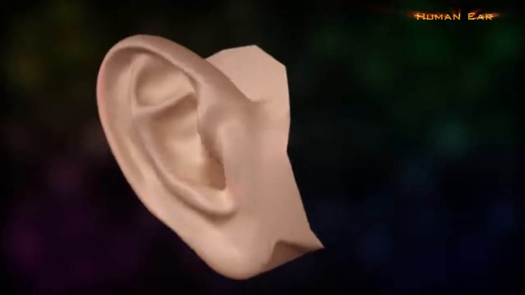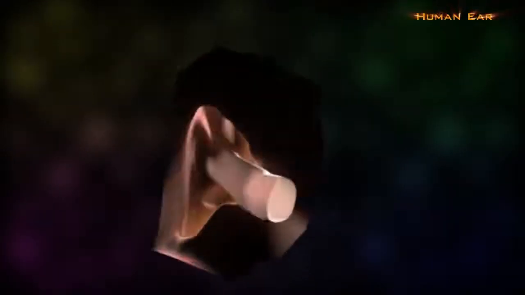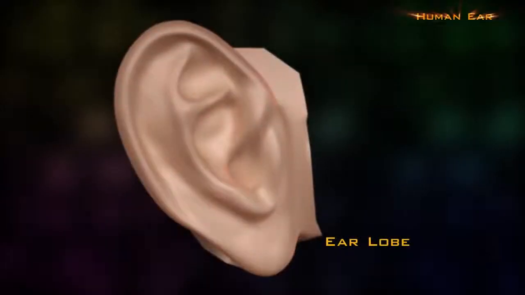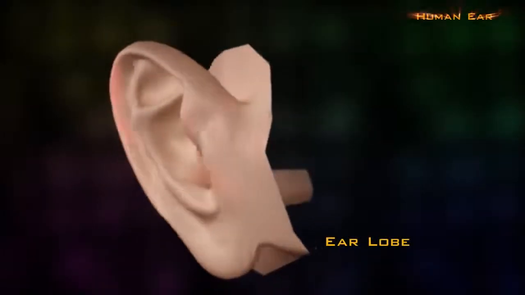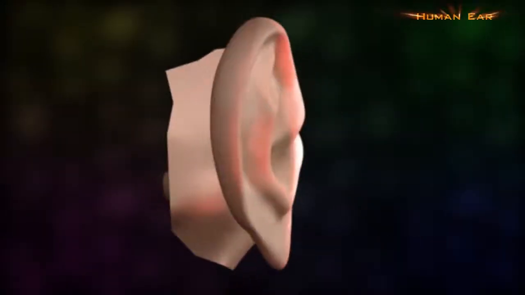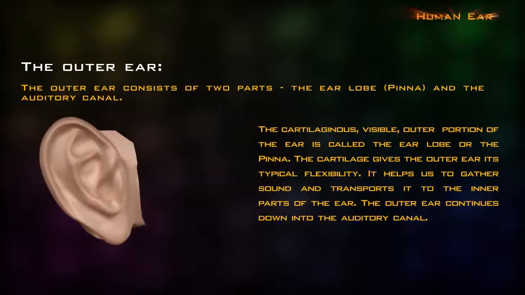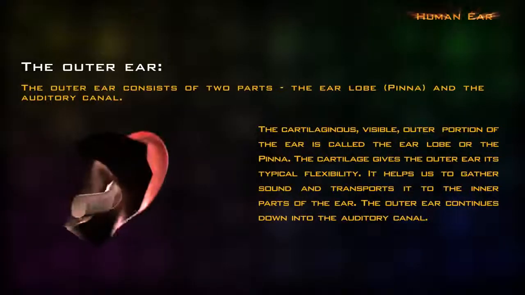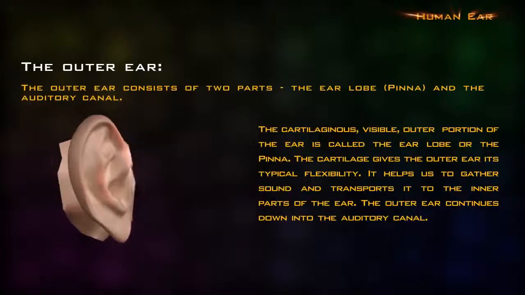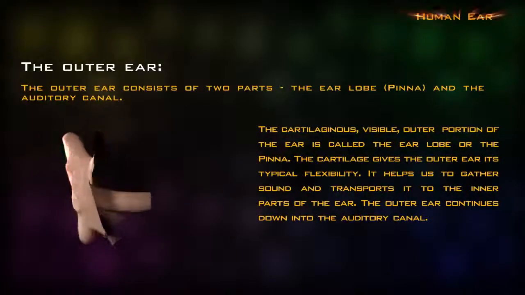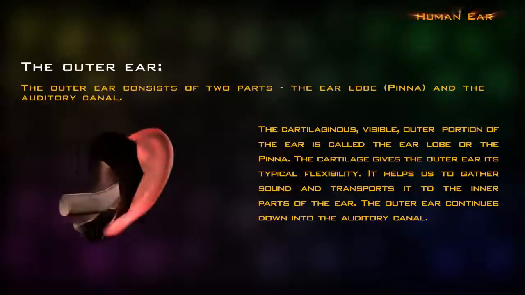The outer ear. Physiology. The outer ear consists of 2 parts, the earlobe or pinna and the auditory canal. The cartilaginous visible outer portion of the ear is called the earlobe or the pinna. The cartilage gives the outer ear its typical flexibility. It helps us to gather sound and transports the sound to the inner parts of the ear.